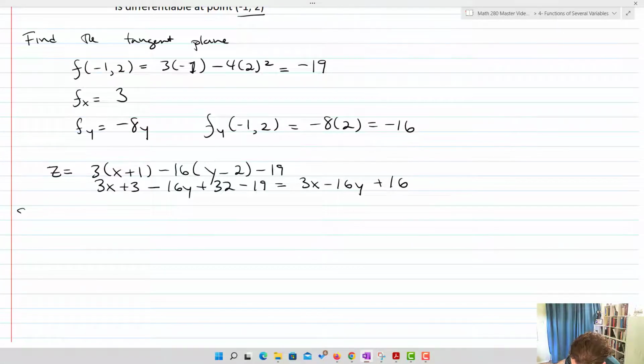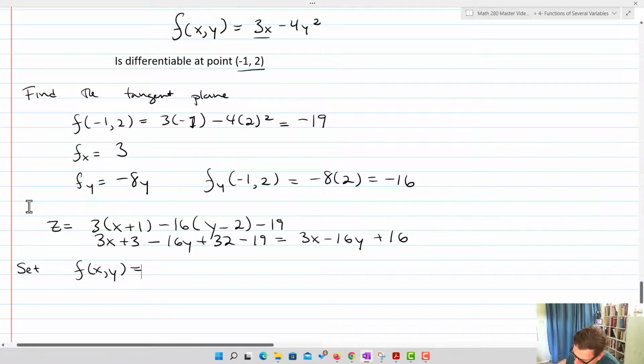Next up, we're going to set f(x,y) equal to our tangent plane. So f(x,y), which equals, in our case, 3x − 4y². And then we'll set that equal to 3x − 16y + 16 + E(x,y).